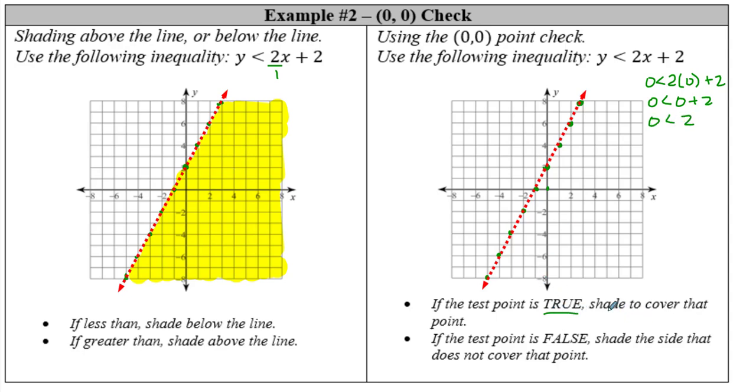So this is true. We want to shade in a direction that covers that point. If the point is here, I want to make sure that I'm covering that point. And if you notice, it looks exactly like the shading that we did in the previous graph. So this lets us know that we have shaded in the right direction. This is a great way to check your work if you are unsure if you are shading in the right direction. All right, let's try a couple of examples.